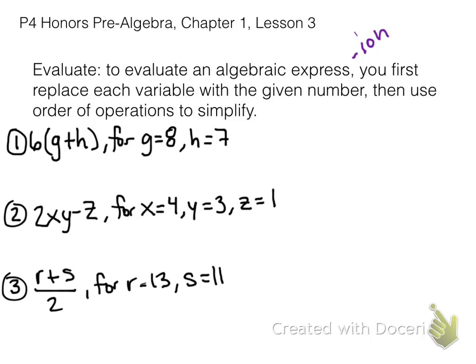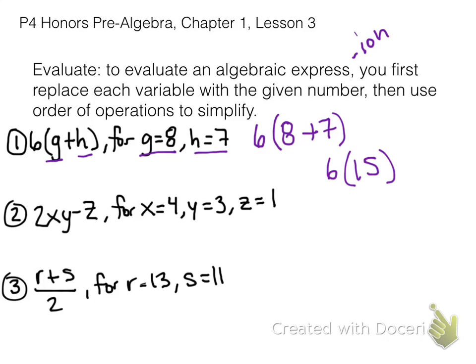So for this first example, I'm going to replace G with 8 and H with 7, and then do some math. So I still have the 6, the G is now an 8, plus H, which was 7. Then, order of operations, I have to do the parentheses first. So 8 plus 7 is 15. And 15 times 6 is, well, 15 times 2, I'm going to show you some quick tricks. 15 times 2 is 30. So if I do that 3 times, 30 plus 30 plus 30 is 90. So there you go. You're more than welcome to check my math. So that's your first example problem.